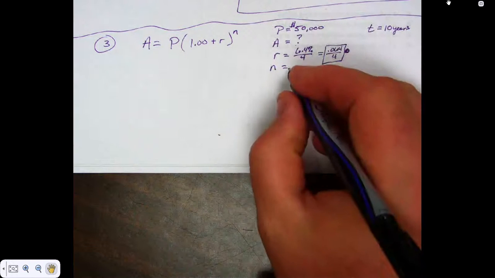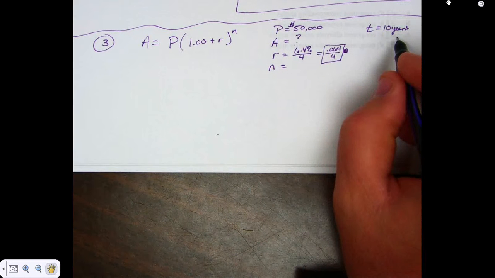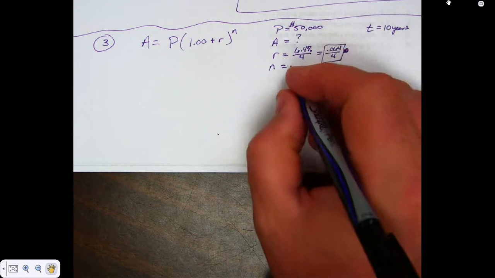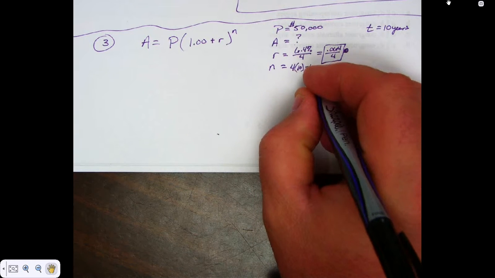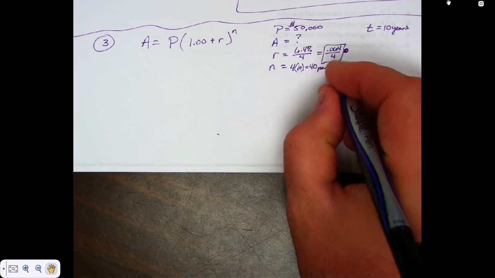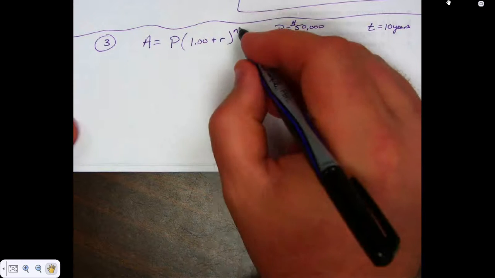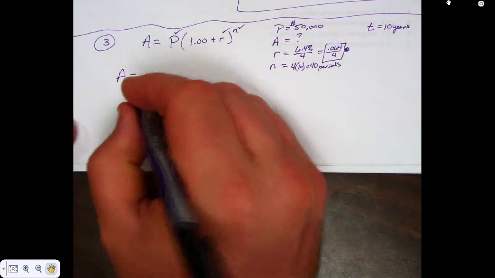Okay, so what about N? What's N? N is my number of total periods. 40. I have 4 periods a year for 10 years. That's a total of what? 40 periods. So I've got a number for N, I've got a number for R, and I've got a number for P. The rest is just calculator work.